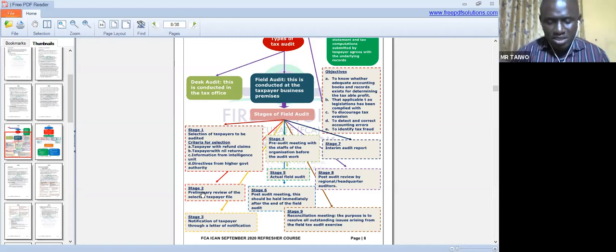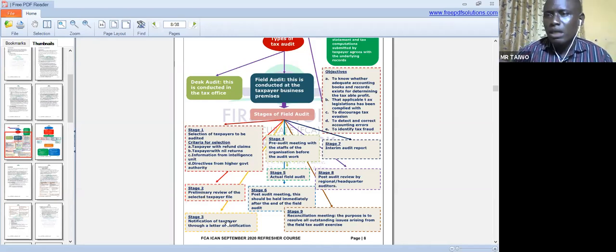As you are registering for tax, as a taxpayer, you submit your details and they will give you a TIN number. That TIN number will go with your file. They have the file over there. And that file, they will take it out and review it. That's the second step. The third one is what?